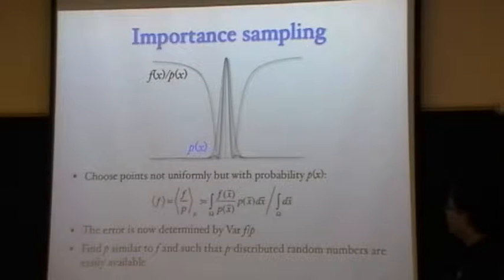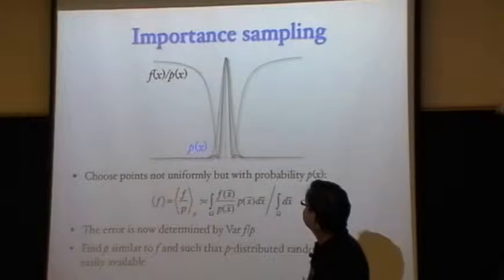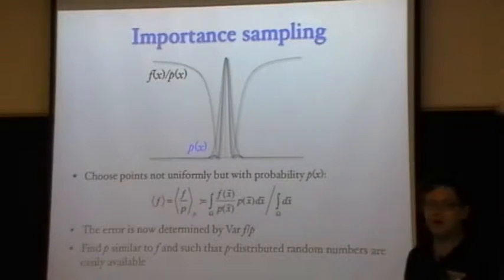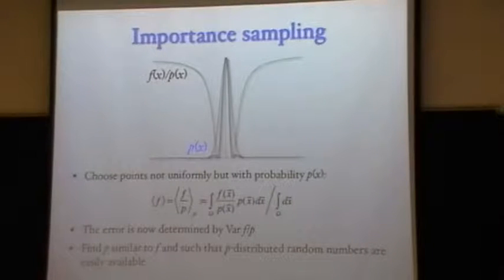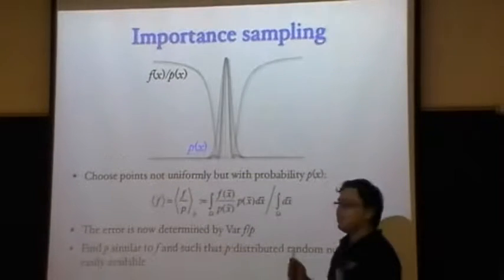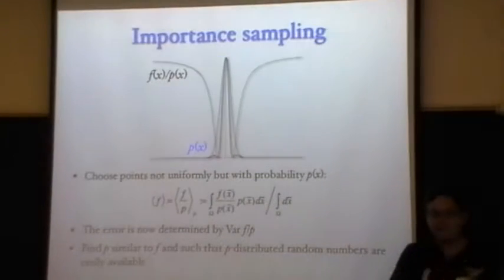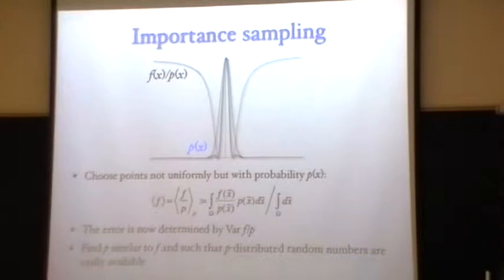The variance of f divided by p will be smaller. The error here will be smaller and it works better. But what we have to be able to do is draw points with that distribution p. And that can sometimes be very hard.